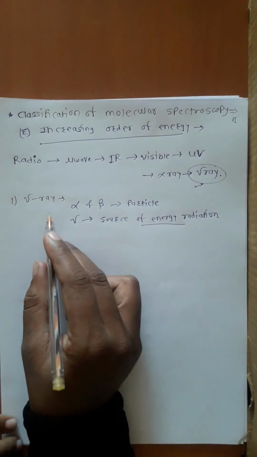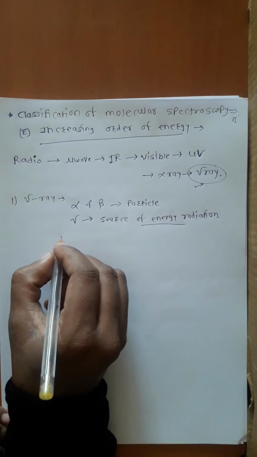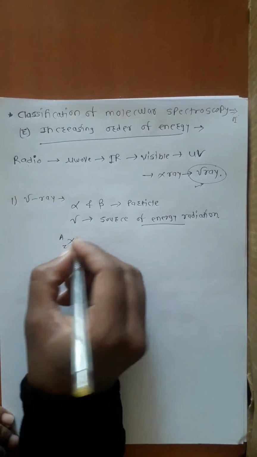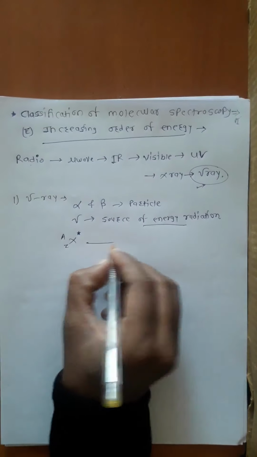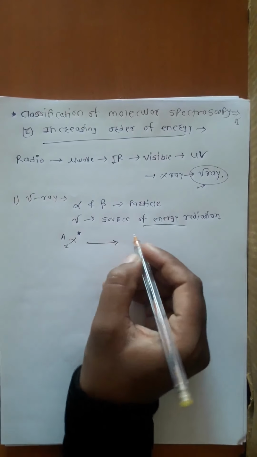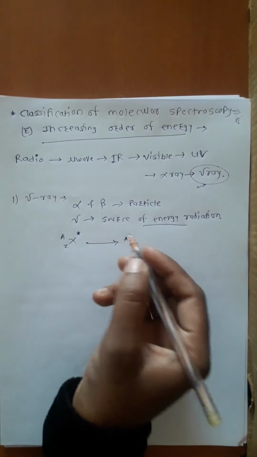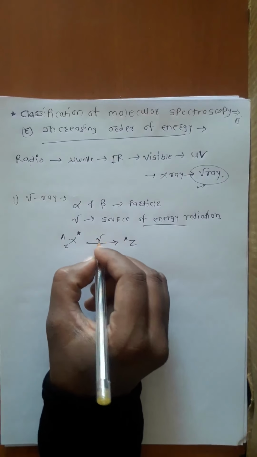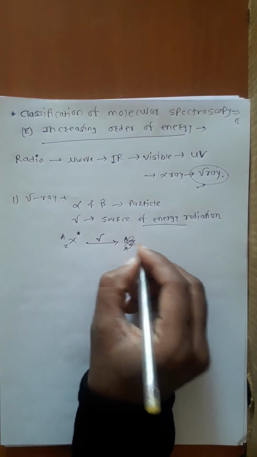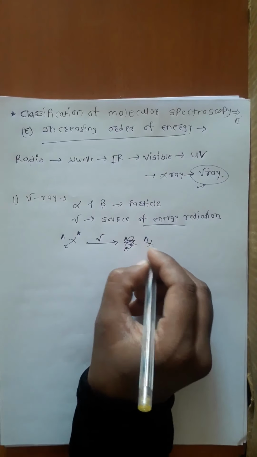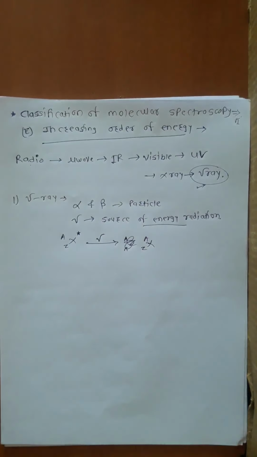And how is this gamma ray produced? Gamma rays are produced when an atom or molecule is in an excited state. This star indicates that the atom is in an excited state. When the atom de-excites to the ground level by emitting a photon, this ray is called the gamma ray.